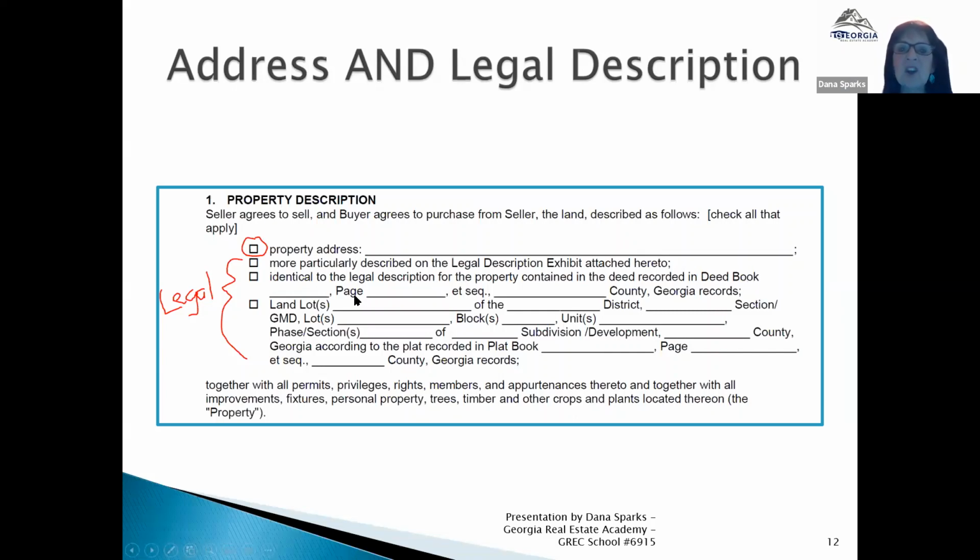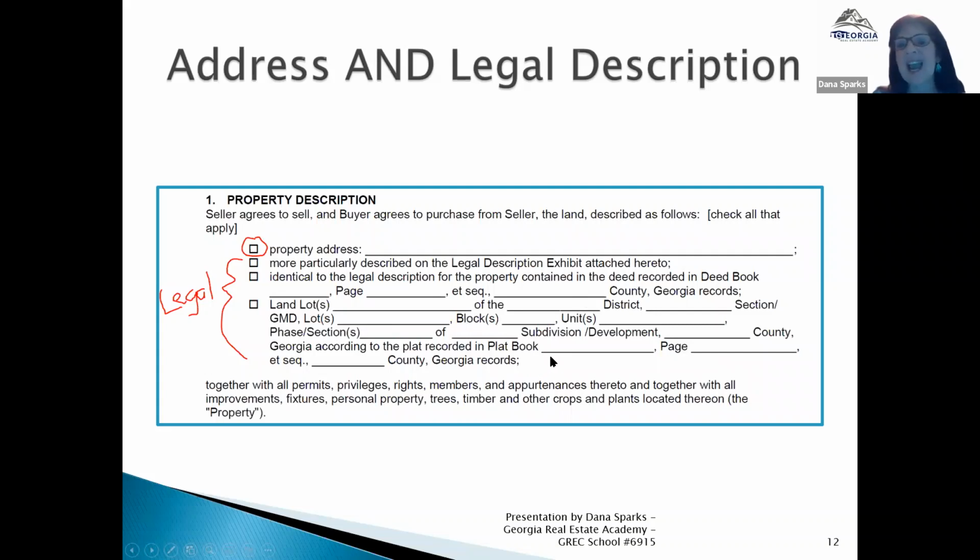Therefore, anybody can either go online or go down to the courthouse of that county, pull out that book, open it up, look at that page number, and there is recorded the warranty deed where you can see the legal description. This last option for a legal description references land lot, district, section, GMD. Here's a pop quiz. What does GMD stand for? I'm going to continue on and give you guys some time to fill that one in. What does GMD stand for? Then lot, block, unit, phase, section, subdivision of whatever county, including the plat book and page.